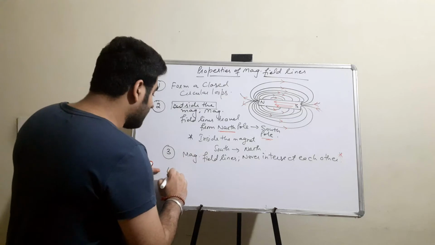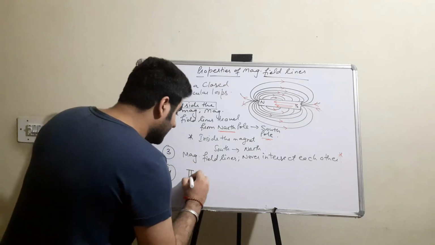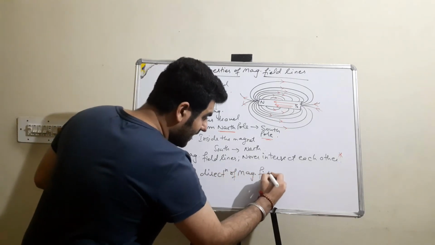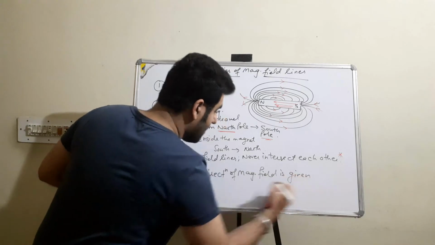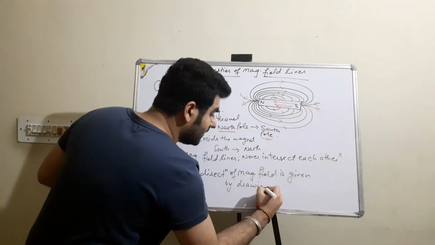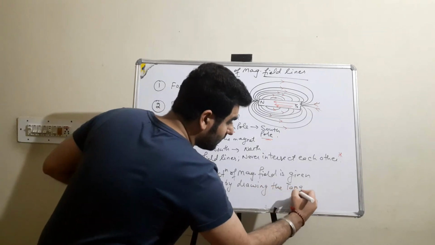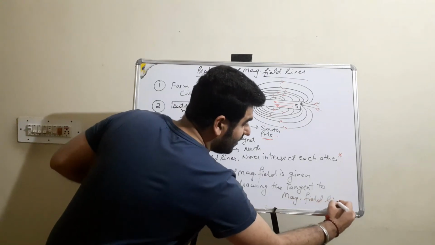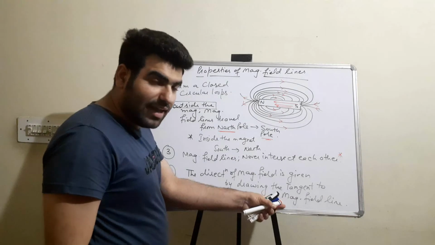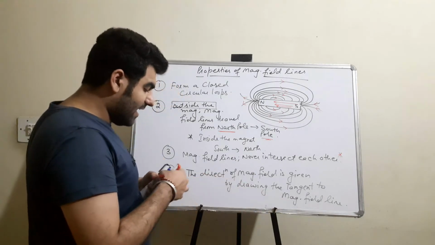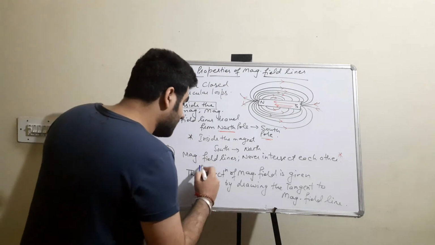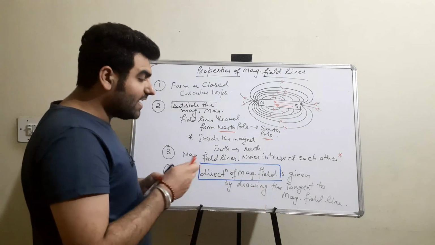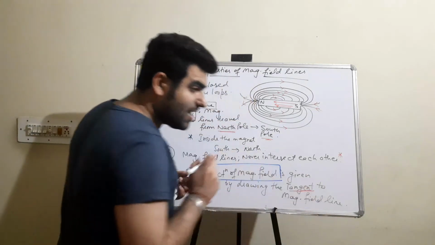There is one more important property, which is that the direction of the magnetic field is given by drawing the tangent to the magnetic field line. If we draw a tangent to a magnetic field line, it will give the direction of the magnetic field. This point we have already discussed in the previous part, but we are going to discuss it one more time.